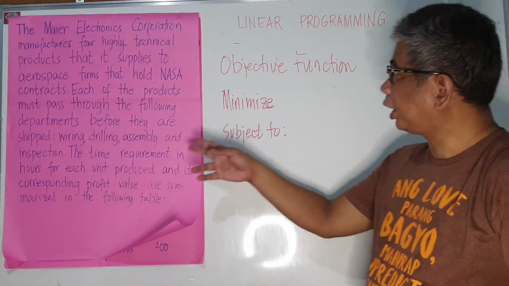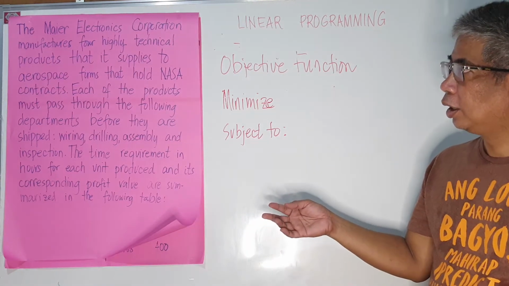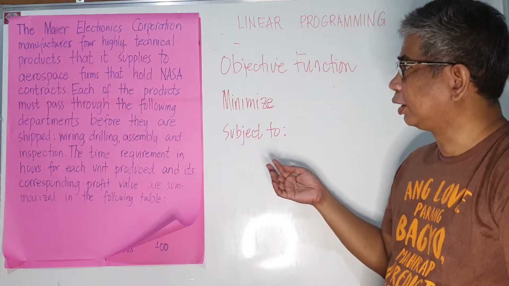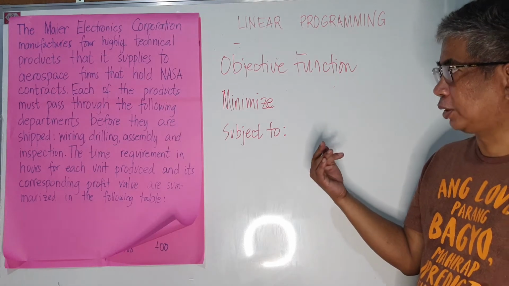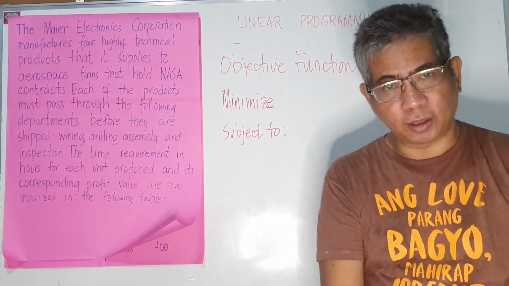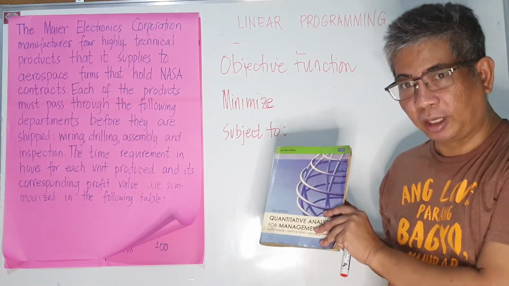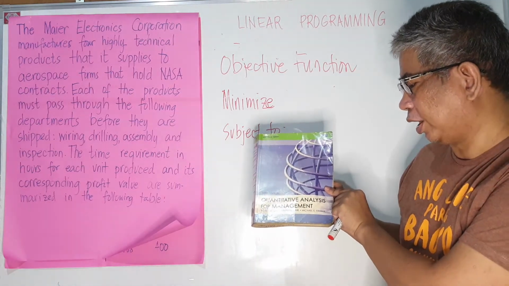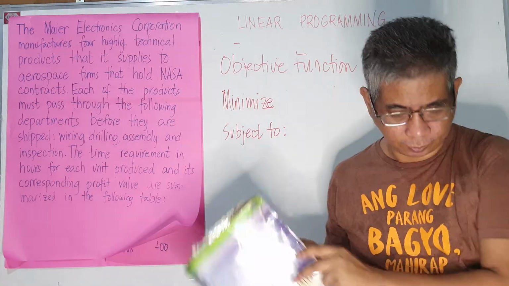So here we have an electronics manufacturing company that caters to aerospace firms that has contract with NASA. So each of the products must pass through the following departments before they are shipped. Ulitin ko lang, ang problem ay galing dito sa textbook na to. Okay? Quantitative analysis for management by Render, Stair, and Hannah.